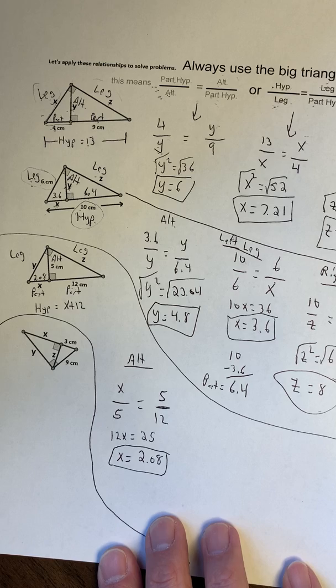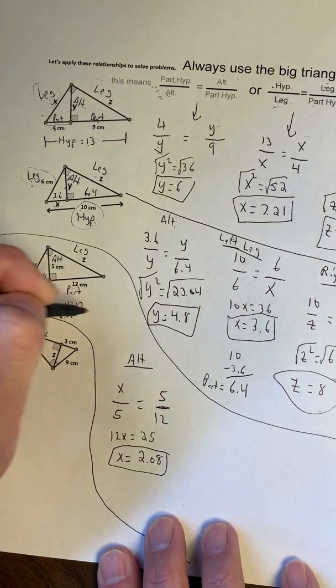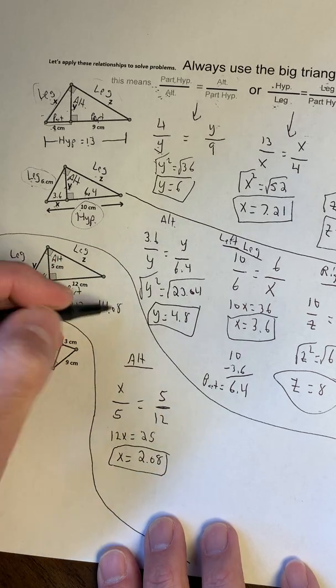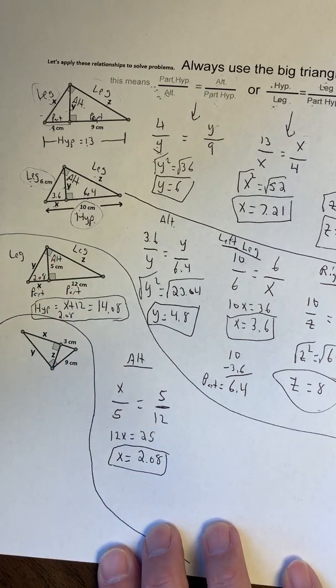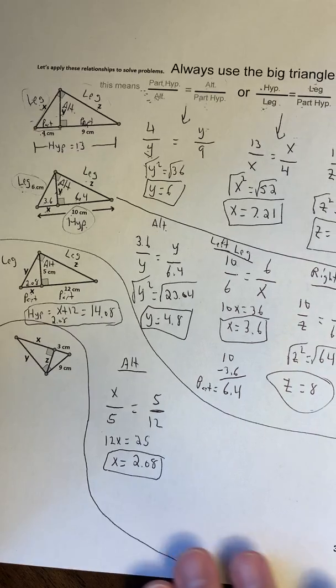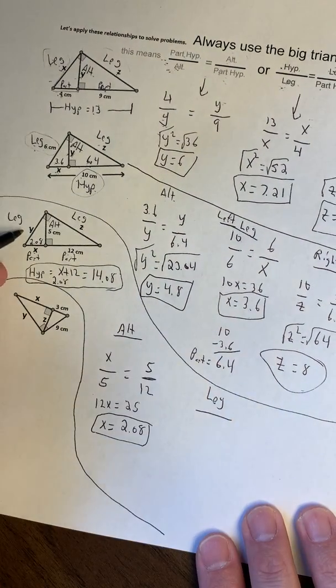You guys want to do y? I need the entire hypotenuse. This was 2.08. That plus that is 14.08. So now I know that the entire hypotenuse here is 14.08. I'm going to need to use it. I'll need to use it for z and for y on both of the legs. All right, here, let's do the legs. We'll do the one on the left first.